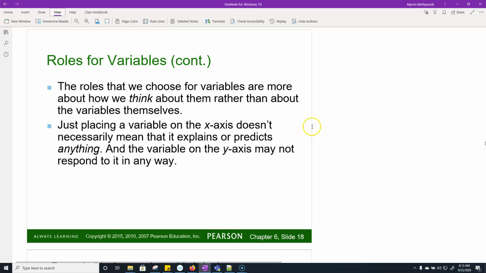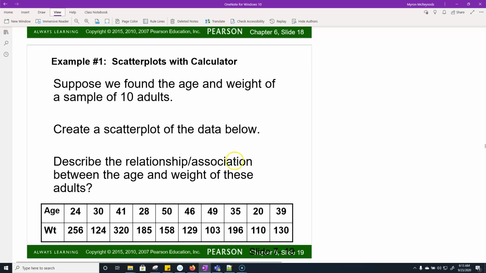All right, so the next thing we will do is example 1. So get example 1 ready on your sheet, on your outline.